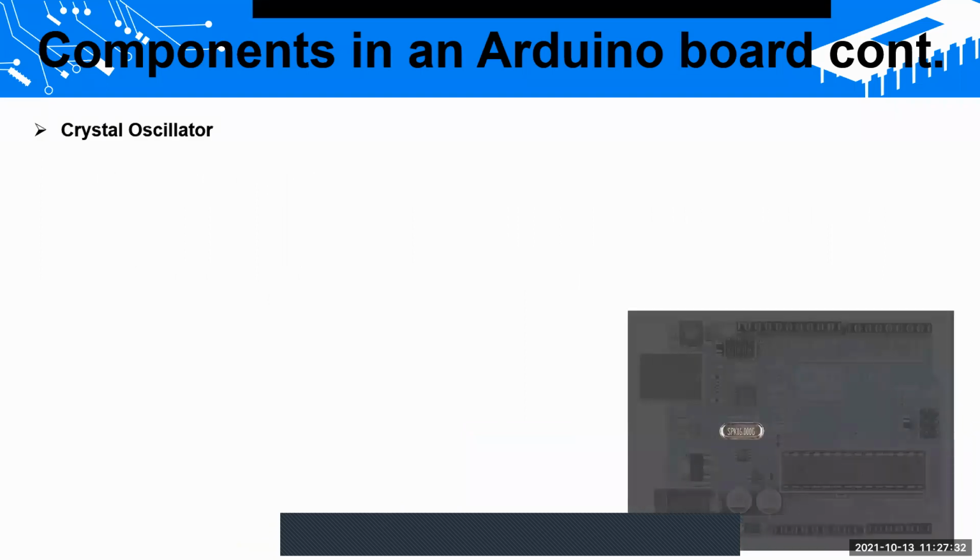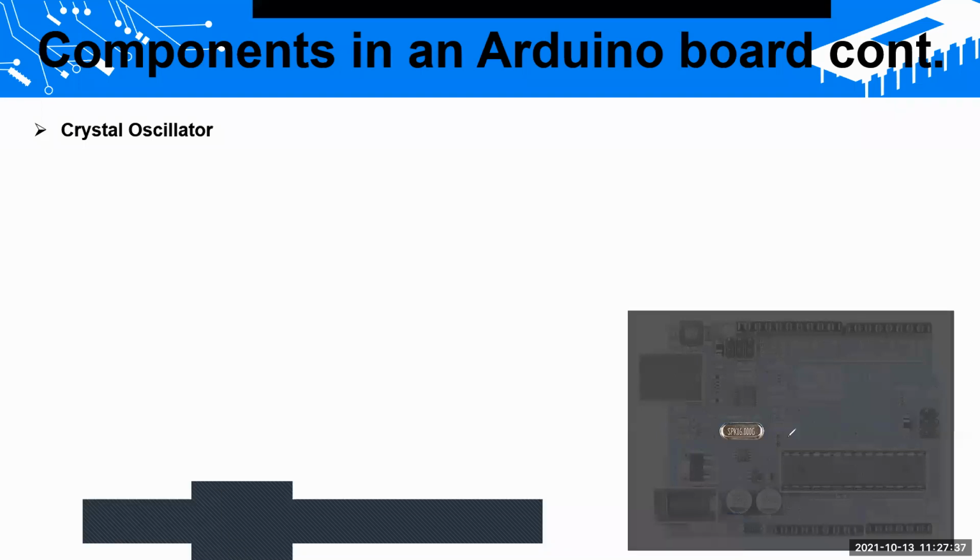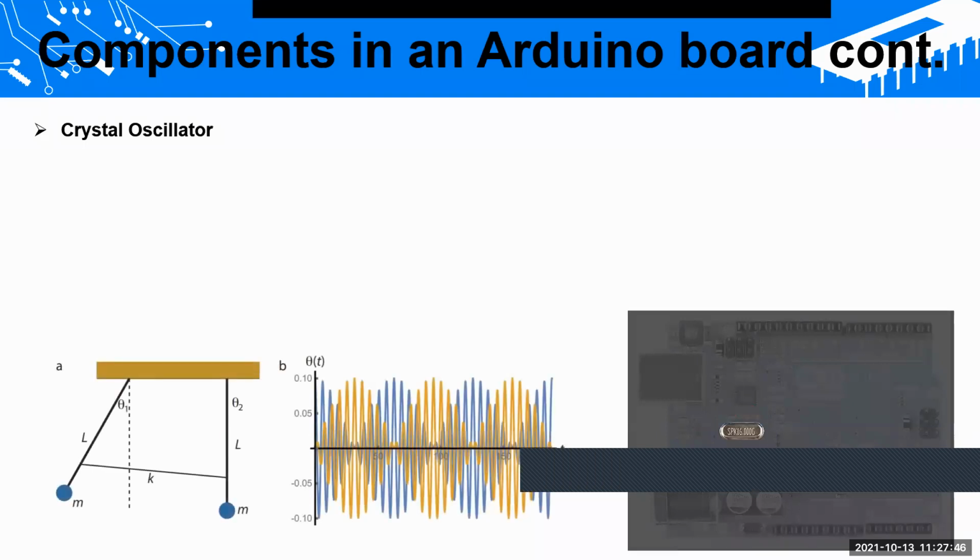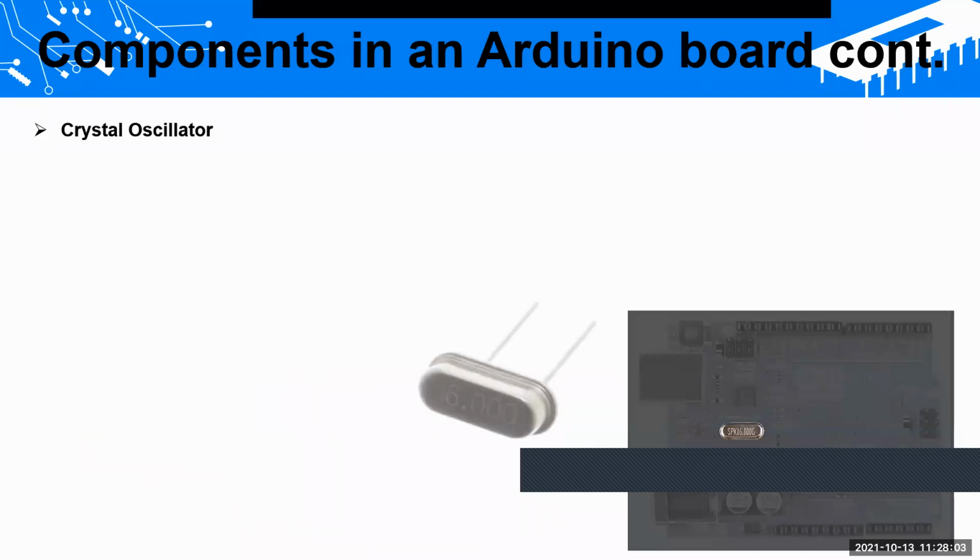Then the crystal oscillator. Someone asked about the crystal oscillator. You can find it like this on your Arduino board, right? It is kind of like a pendulum. You know the pendulum, that swinging thing? If it is configured for 1 second, it will tick for 1 second. So it is basically keeping time, tracking the time.